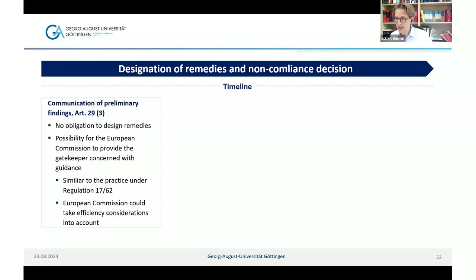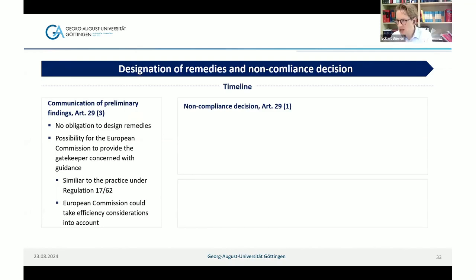So the next stage: Article 29, subparagraph 3. This is before adopting a non-compliance decision. The Commission shall communicate preliminary findings, which is similar to competition law proceedings, and somehow give the gatekeeper recommendations what to do. If we have passed this stage, then we actually come to a non-compliance decision, Article 29, subsection 1. So it's a bit in a strange order, but this is how Article 29 is designed.